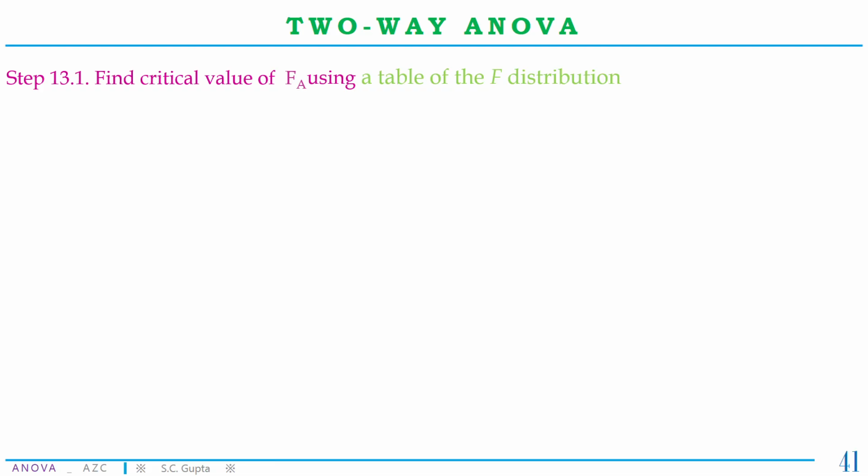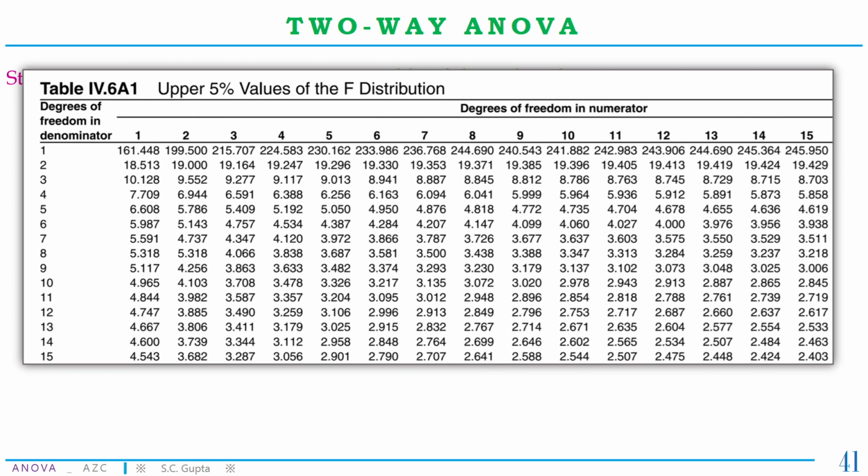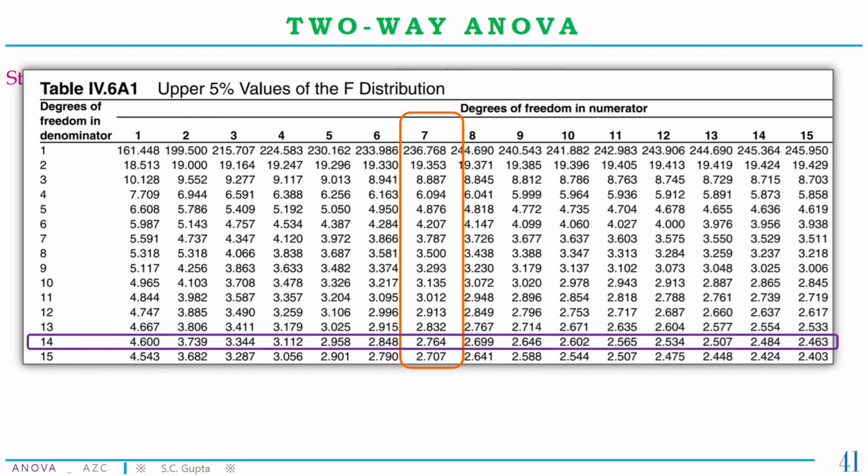Now, find critical value of FA using a table of the F distribution with 5% alpha level, with 7 row degree of freedom in the numerator and 14 residual degree of freedom in the denominator. Let us see the F distribution table with 5% alpha level. For this exercise, row degree of freedom is 7 and residual degree of freedom is 14. So, select 7 in the numerator and 14 in the denominator. Thus, tabulated F-value found is 2.764.